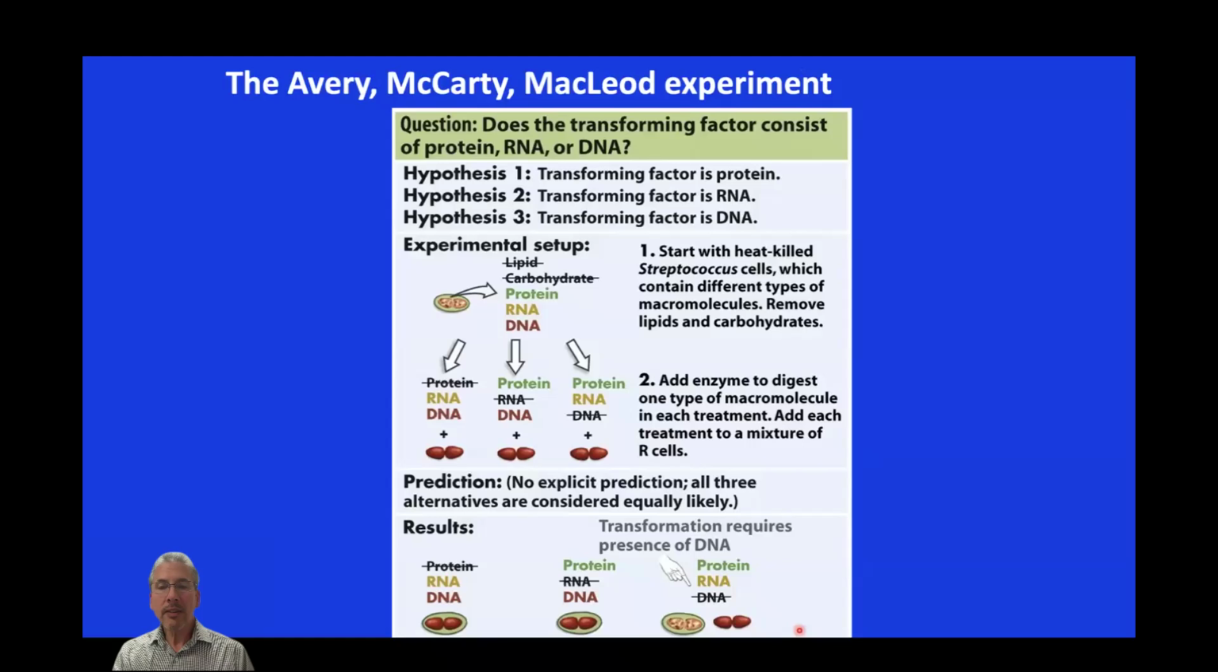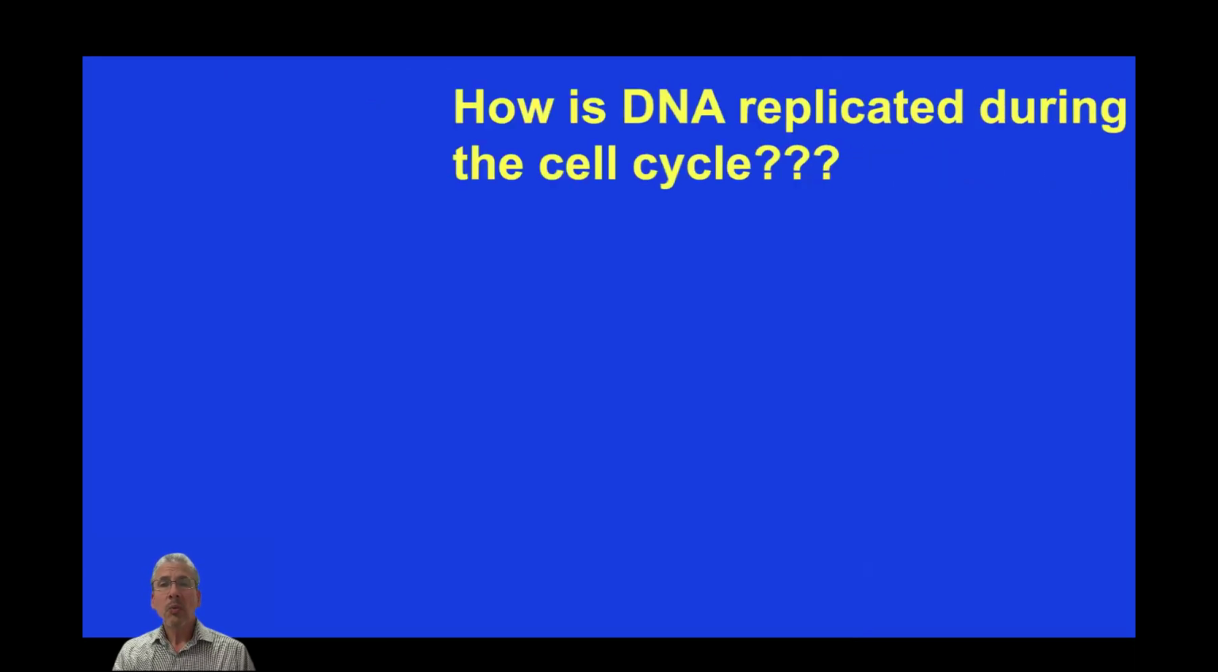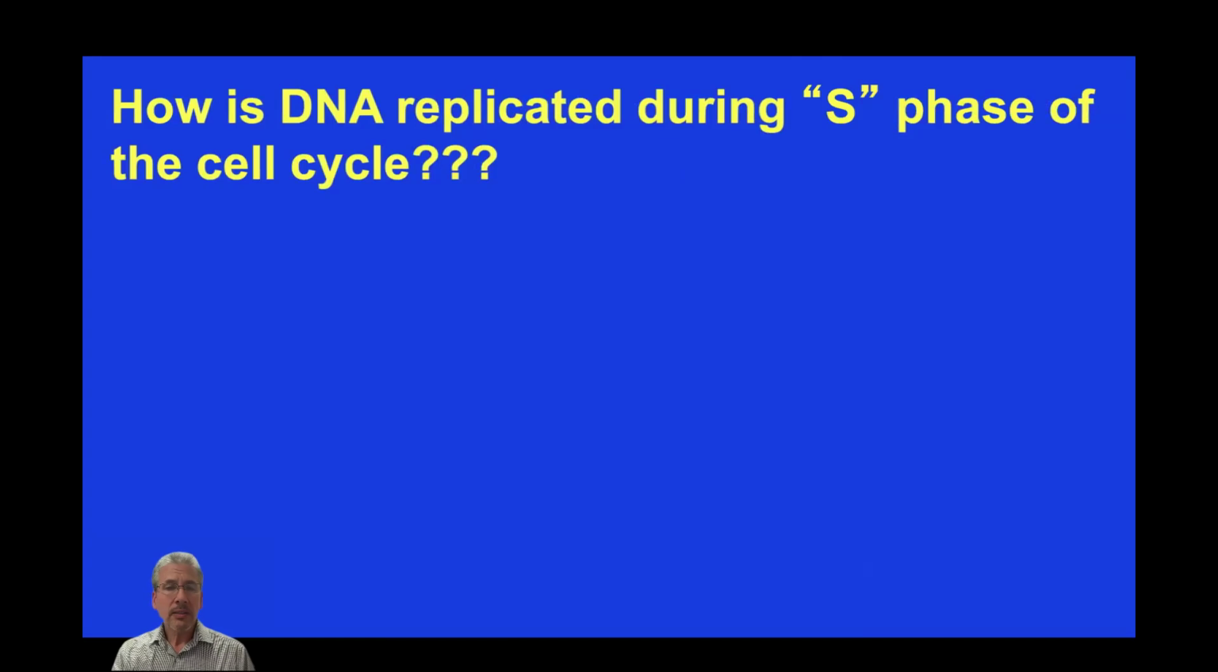So there were a variety of other experiments that led to this conclusion that indeed it's DNA that serves as the genetic material. So we now know that DNA is the genetic material, and we know that when cells divide, they have to somehow give exact copies of all the DNA, of all the chromosomes, to the newly formed cells. So what occurs during DNA replication, as this occurs during S phase, or the synthesis phase, of the cell cycle?